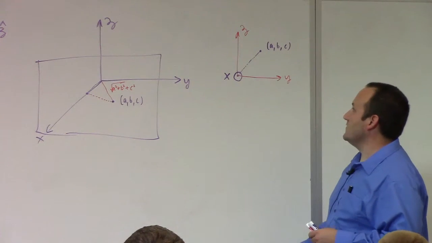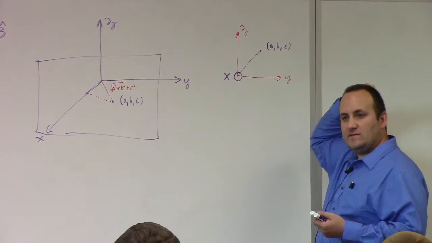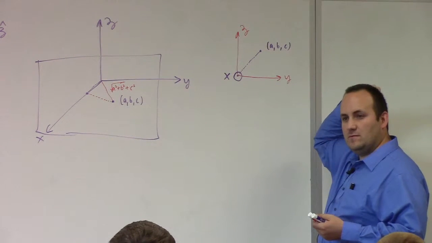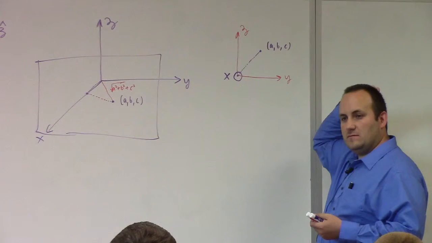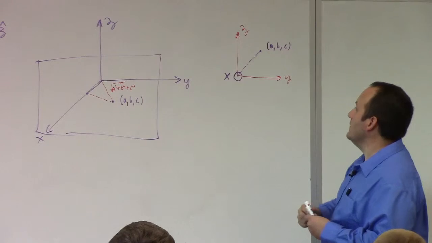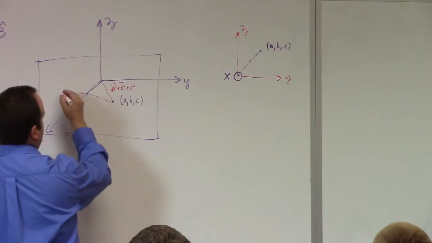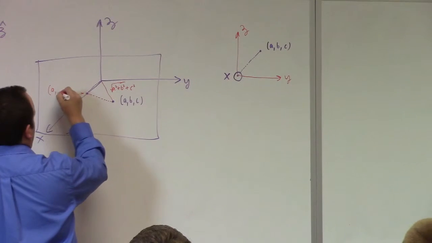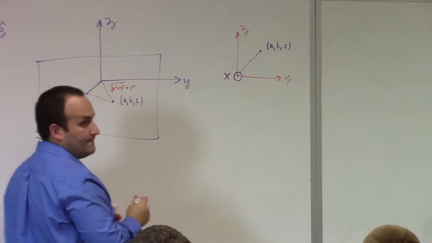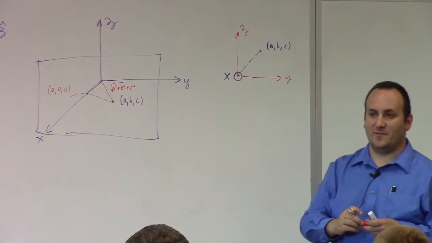But no, it's not the origin. It's the point on the x-axis that has the same x-coordinate. You can calculate it actually just using b and c. So this point should be what? It should be a, 0, 0. If I say much more, I'm going to tell you the answer.